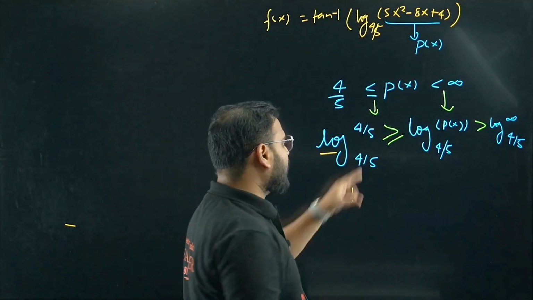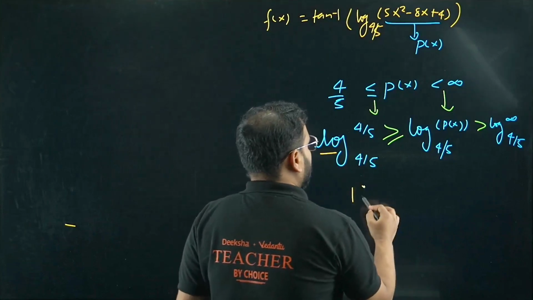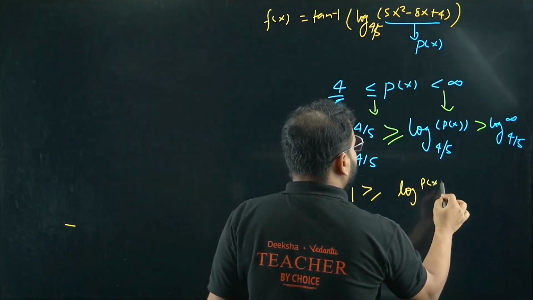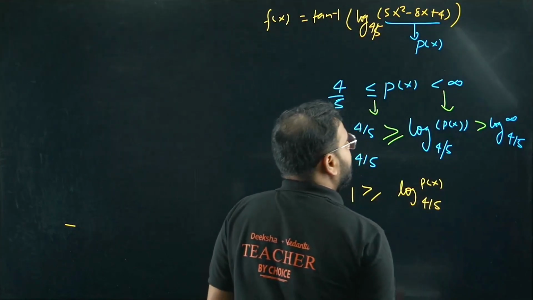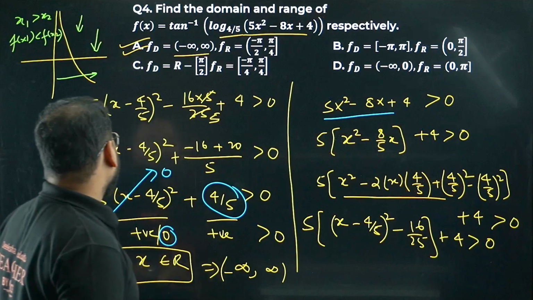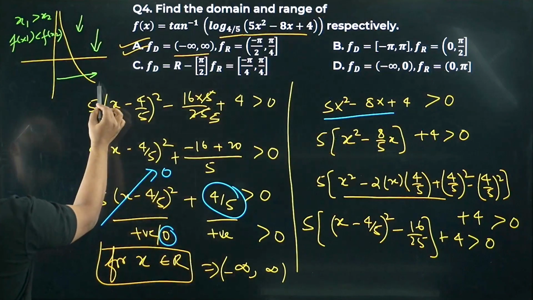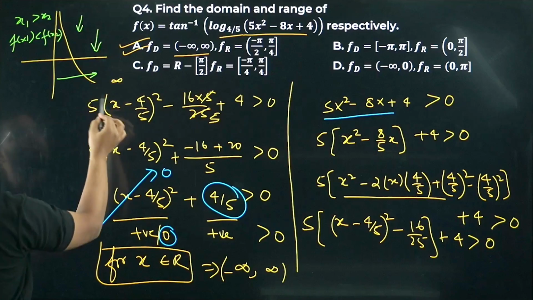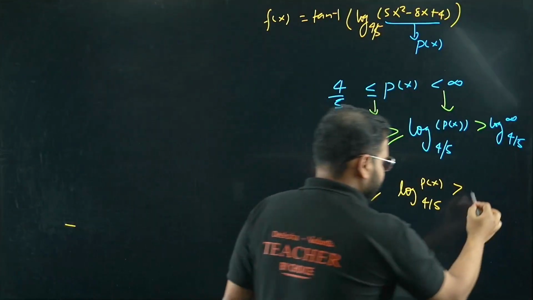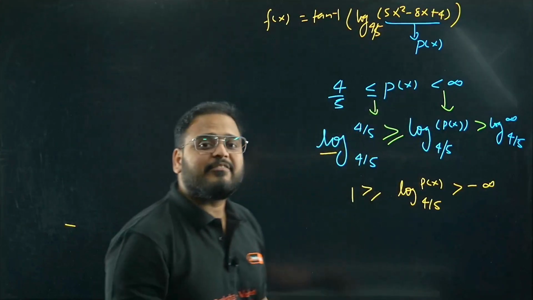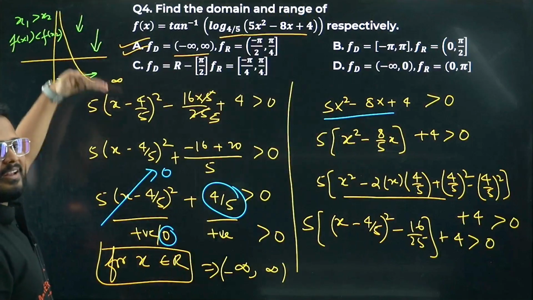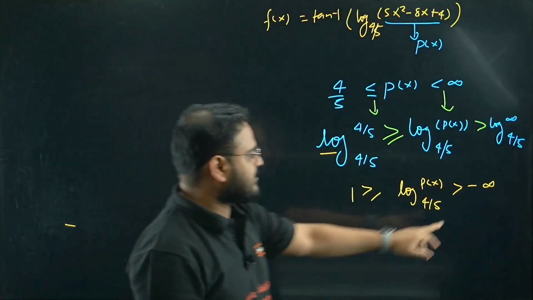What is it going to be? Log base 4 by 5 of 4 by 5 is 1. What I get here is log of p(x) with the base 4 by 5, and this becomes greater than log of infinity. Take x to infinity over here. What happens to y? Negative infinity, it will become negative infinity. Log at infinity is nothing but going to negative infinity for y. That's why negative infinity.